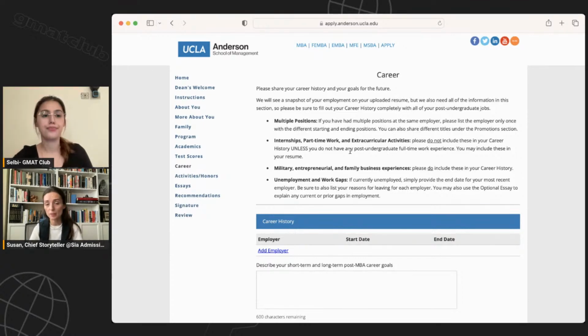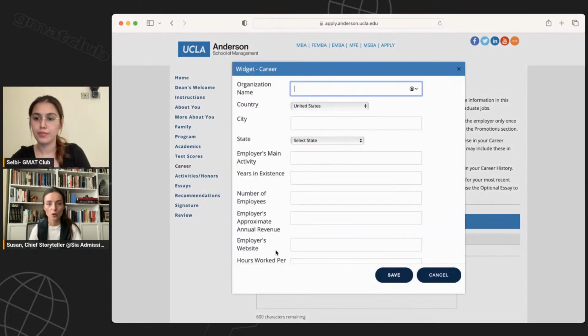So when you get to the employment section, for each of the employers that you have had since college, you are going to include the organization name and the country; just fill in that information. You will have to provide a little bit of context of the employer's main activity. So what are they? What do they do?